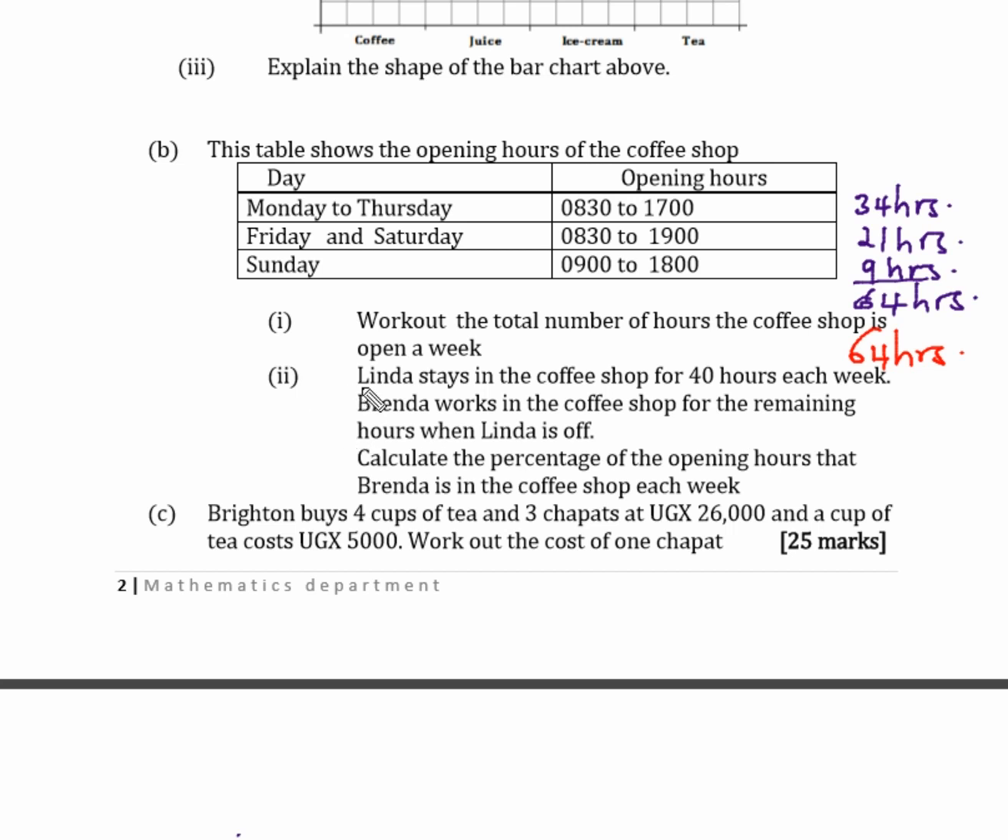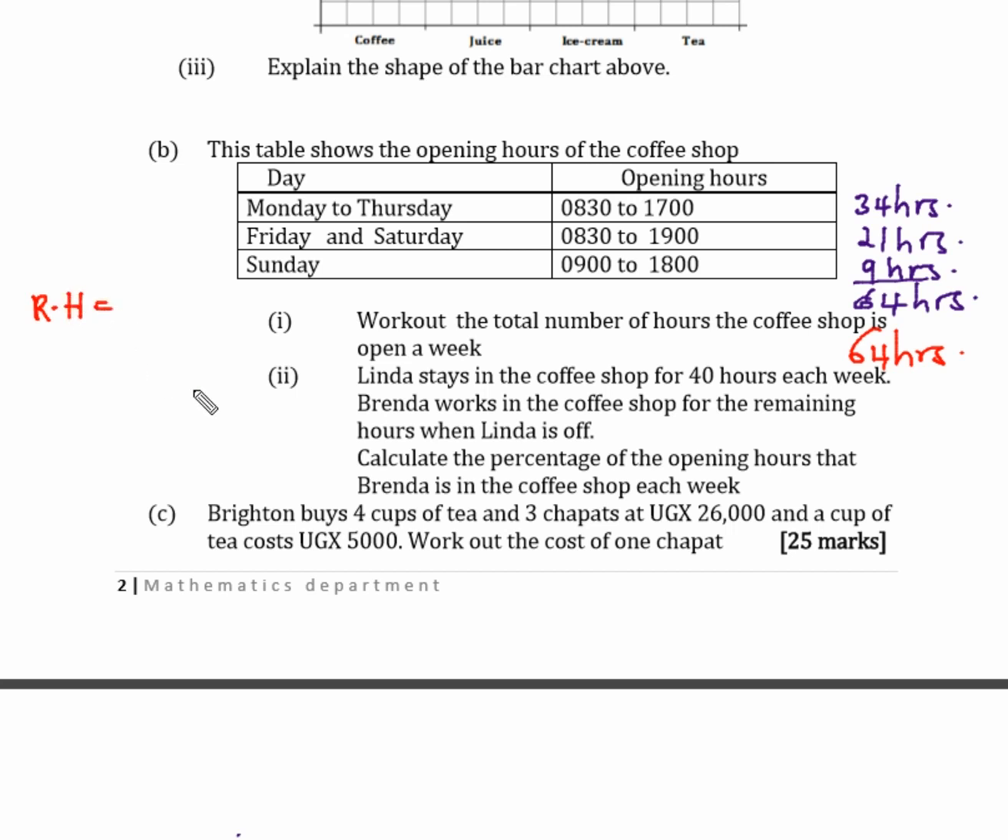Roman numeral 2. Linda stays in the coffee shop for 40 hours each week. Brenda works in the coffee shop for the remaining hours when Linda is off. Calculate the percentage of the opening hours that Brenda is in the coffee shop each week. Is that okay? Now the first thing to do is to find the remaining hours.